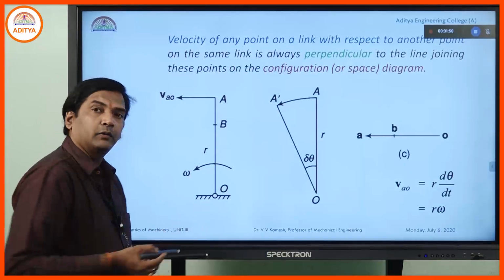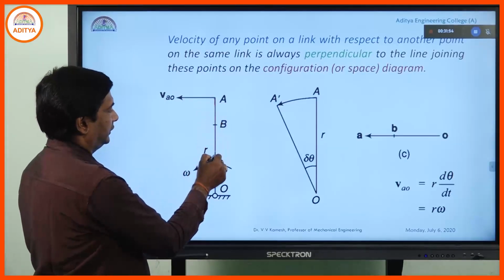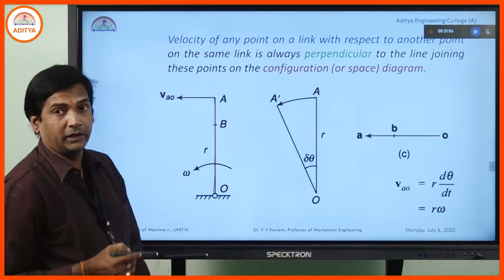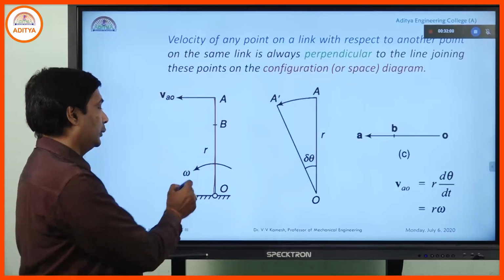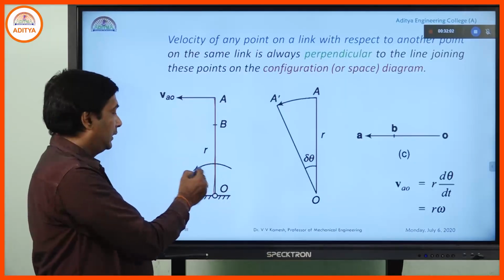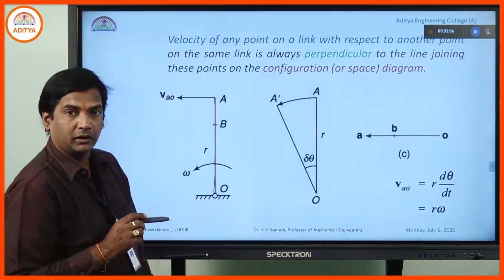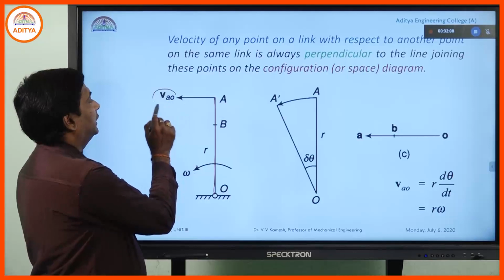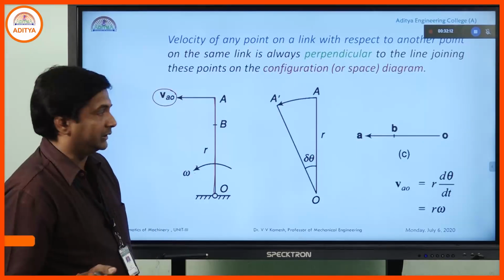So, here we are taking one object, a link. This is a link OA. The link is rotating with some angular velocity omega in the anticlockwise direction. The length OA is equal to r. And we need to identify the relation for VAO with some other parameters.